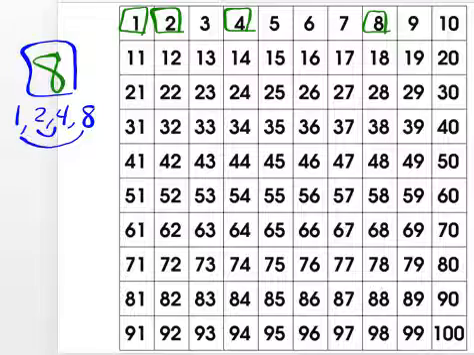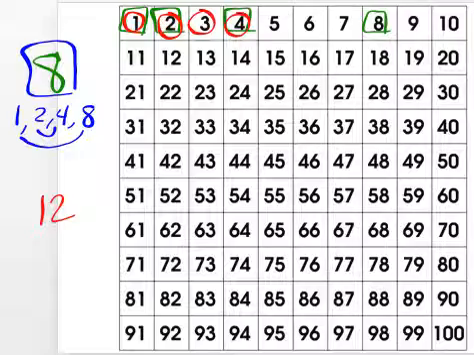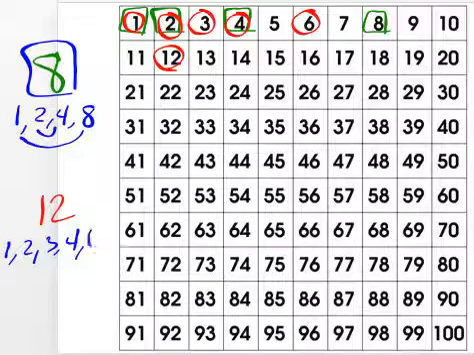Okay, now let's do the factors of 12 in red. So definitely if I count by 1s, I will land on 12, 2s, 3s, 4s, 6s, and 12s. These are all the factors of 12: 1, 2, 3, 4, 6, and 12. My rainbow, they would all match up.